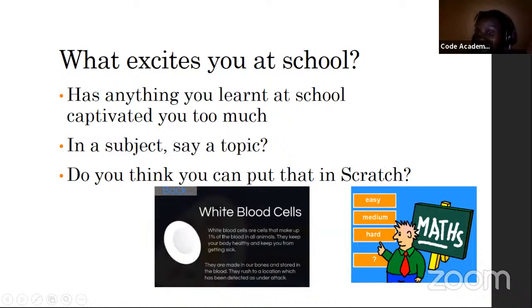So that was scenario one. You notice a problem and maybe people are not bothered or people don't know it, and then you put it in Scratch so that if they see it, they will really start thinking like you.